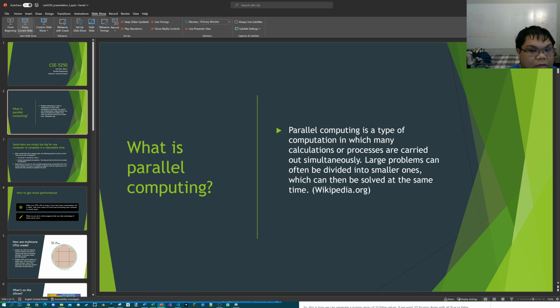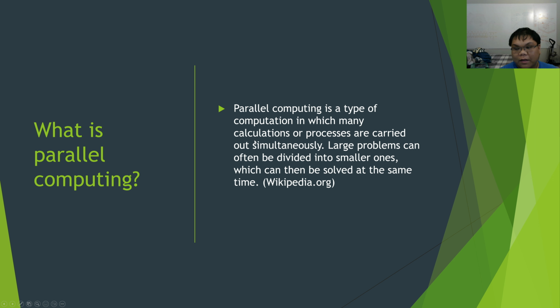Slideshow. So, parallel programming. I may have talked about this last week, but parallel computing is a type of computation in which many calculations or processes are carried out simultaneously. Large problems can often be divided into smaller ones, which can then be solved at the same time. There are many examples of what kind of tasks could be made parallel.